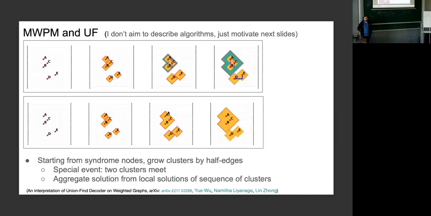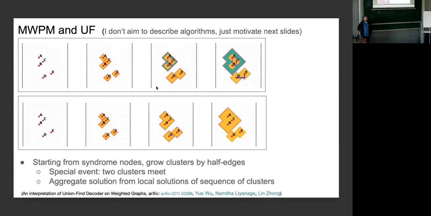Right, and then MWPM and union find can be viewed as using this routine. I will not describe how exactly the algorithm works in the most efficient way, because this also just motivates the neural decoder. But in spirit, you can think about both of them like this: they start from each syndrome as a separate cluster, a single syndrome in each cluster, so it's odd. We need to connect it with something, so we start to grow. On each iteration, we increase by half edges. And the special event is when two clusters meet.